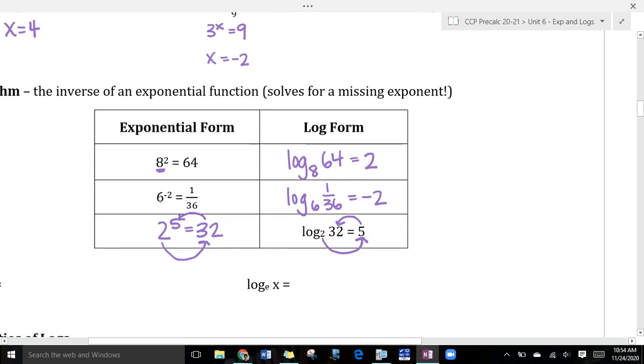Now let's talk some terminology. When we have something like log, I'm going to put a B and an A. B is called the base.